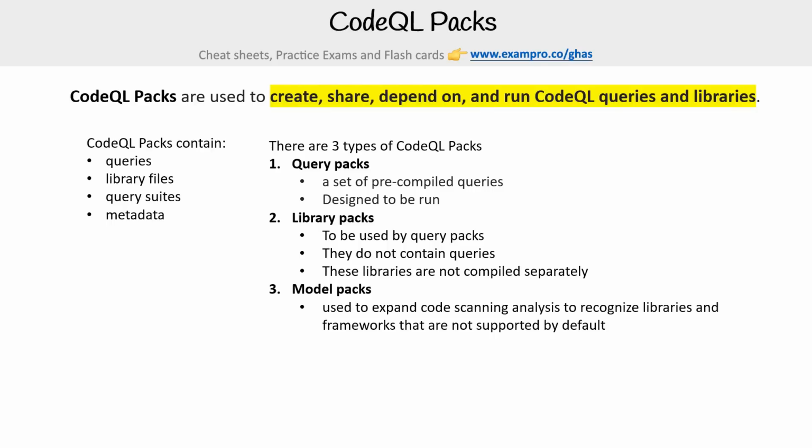Query pack is a precompiled query, which was what we were looking at just in the previous slide. Library pack is to be used with a query pack, but they do not contain any query. These queries are not compiled separately, but these could be custom ones that you would have created yourself. Model packs are used to expand code scanning to recognize libraries and frameworks that are not supported by default. For example, if you may have an organization-specific CodeQL query that you would want to include, you can use this for that.